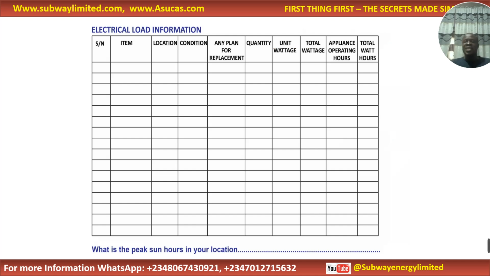So basically, this is how the power audit form looks. It comprises electrical load information. The serial number, you write 1, 2, 3, 4, 5, 6 till you get to the end, if that is the case.